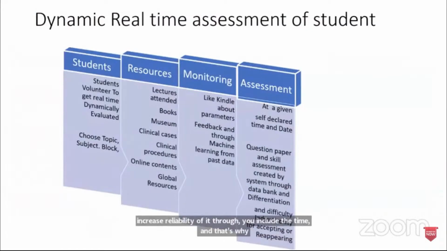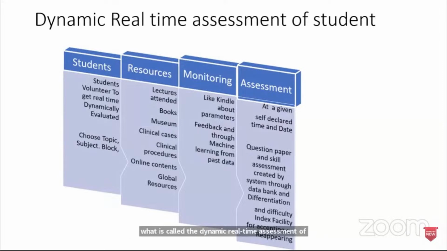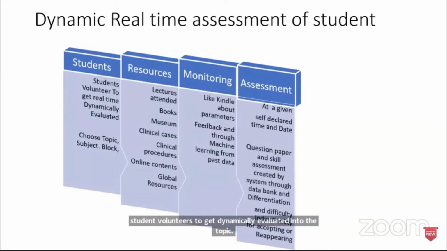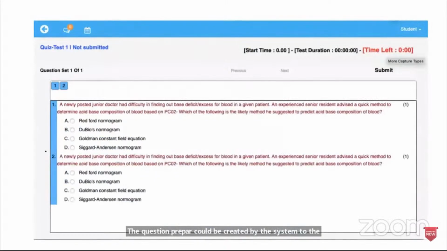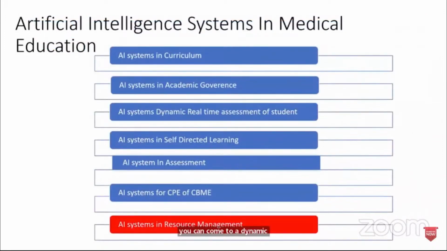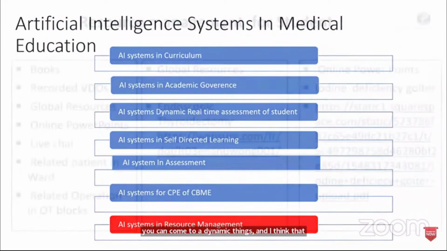And that's why what we are suggesting is what is called a dynamic real-time assessment of the student. The student volunteers to get dynamically evaluated and chooses the topic. Then the system will find out his resources: lectures attended, books, clinical cases, everything done, and then it will monitor. Then, at a given time when the student wants to get assessed, the question paper could be created by the system from the data bank, and then it could be directly assessed. I think these are the question papers which can come through dynamic means, and I think that is one of the things which is going to change the picture.